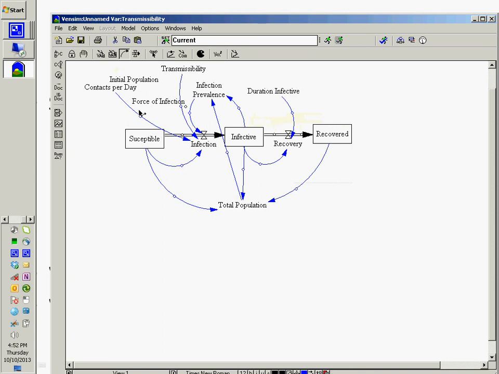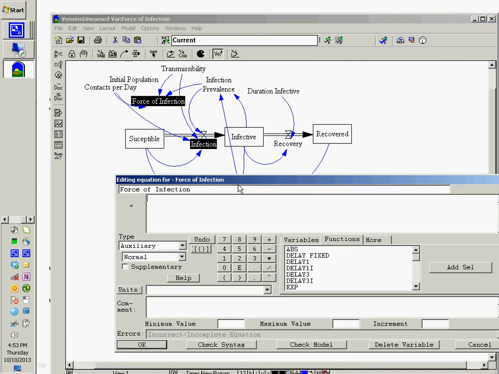All the things except for susceptible, because this is the chance each susceptible will get infected. It depends on transmissibility, it depends on contacts per day, and it depends on what? Infection prevalence. Does it depend on anything else? No. Okay, not in this case. So I just hitched those things up to it, and let's make force of infection depend on these things. So ladies and gentlemen, how does it depend on these things?